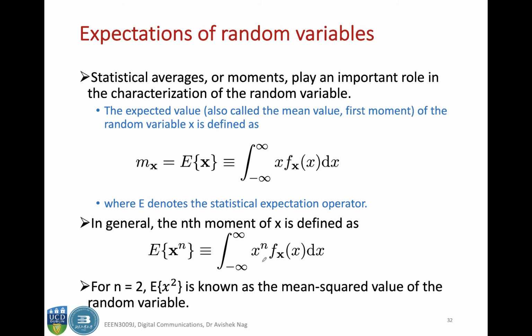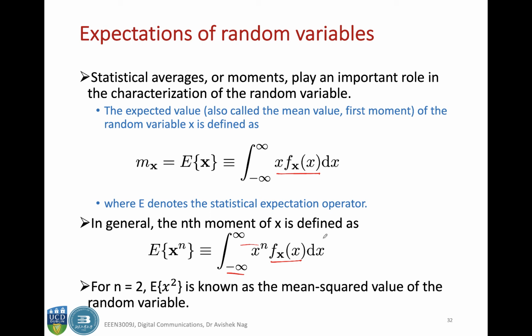Next, let me go quickly through some other aspects of random variables. So you have expectation, or mean, of a random variable, which is denoted by this expression. The expectation of x is the integral over all possible values of x of x times f_x. Similarly, the nth moment of x is generally defined as x to the power n times the PDF of x, integrated over all possible values from minus infinity to infinity.